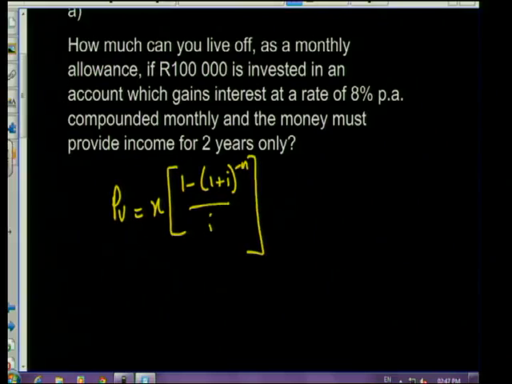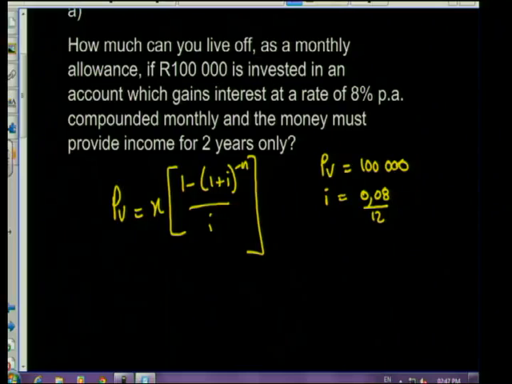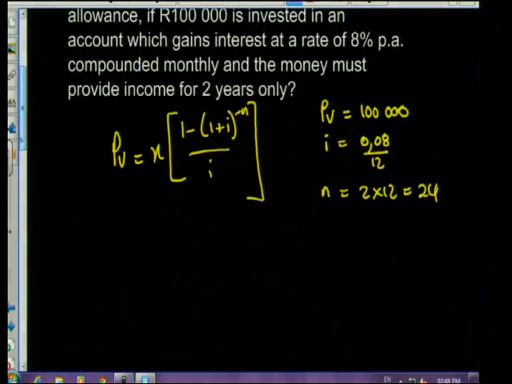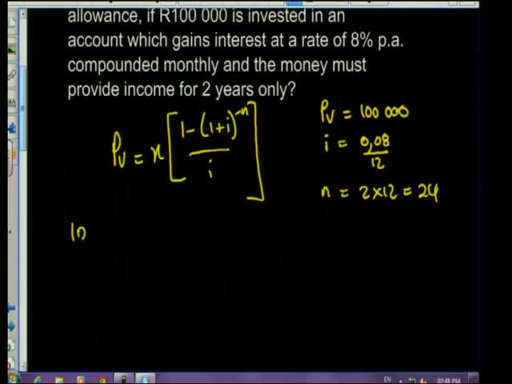And then I must go and work out, well, the present value will be 100,000. I know that the interest rate is 8%, but it's a monthly nominal rate, so I can put it over 12. And I know it must provide income for 2 years only. And so n is going to be, because it's done monthly, 2 times the 12, which then would be 24 months. And then I must just work out what the x would be to take it down. And that's very, very similar to what I've been doing all along over here.